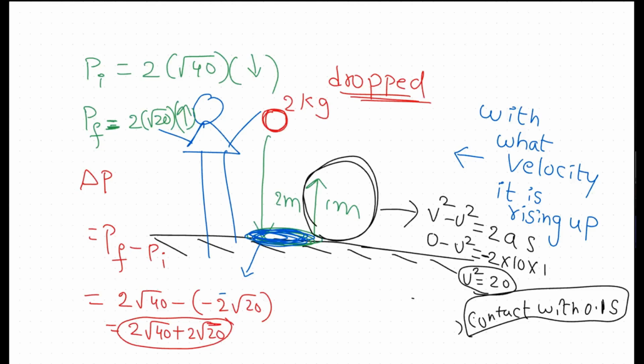Divide the change in momentum by the time, 0.1. If they give you the contact time, they will mention how much it is, the time it is in contact with the ground. It will be a very small time, like 0.01 second, 0.1 second.